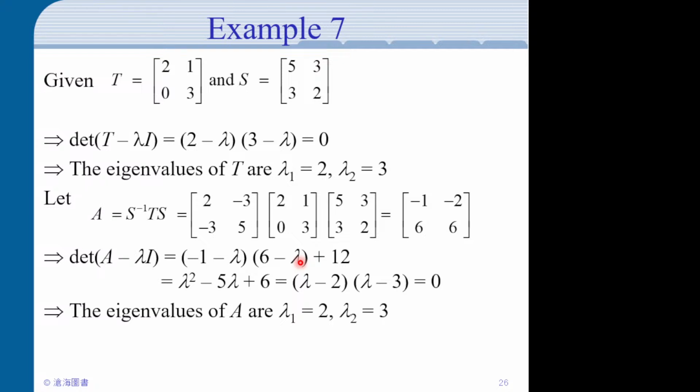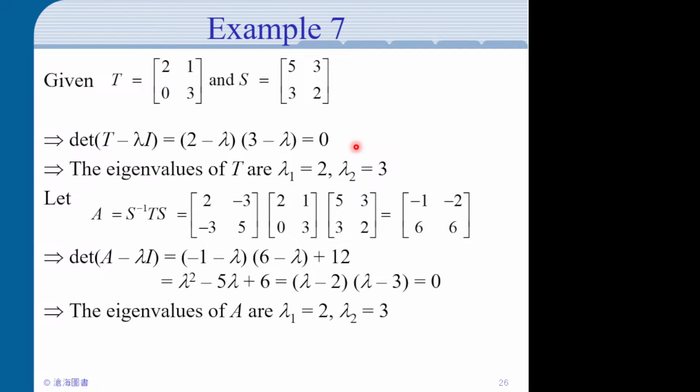So T and S. T is this matrix [2, 1; 0, 3], and S is this matrix [5, 3; 3, 2]. And the characteristic polynomial of T is the determinant of T minus lambda I. So it's 2 minus lambda times 3 minus lambda, and the other term is 0. So this is already in factored form. So you can already read lambda 1 equal to 2 and lambda 2 equal to 3 here.